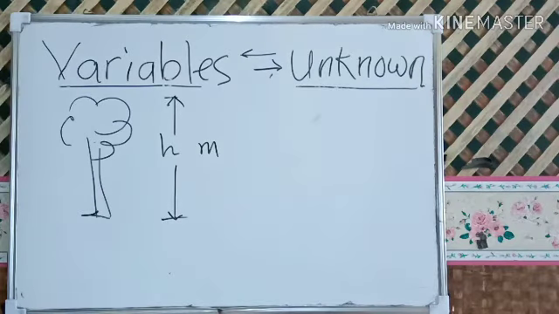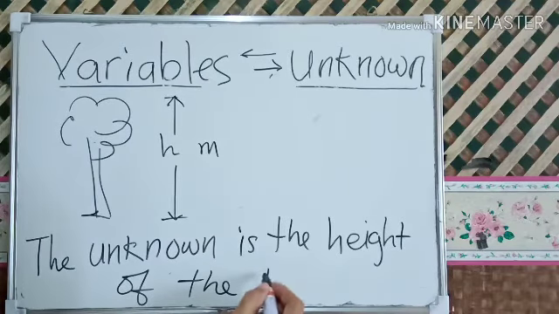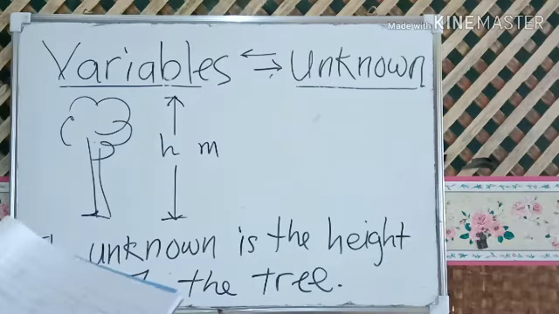This is another example of how we use variable to represent unknown. This time the unknown is the height of the tree. In this example, h is a variable. This is one of the alphabet.